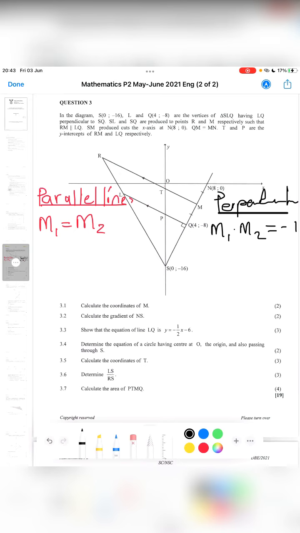So can you see that in this case, the question is talking about us trying to find the coordinates of T. And where is T? There is T, and T is along that line. And we know that line is parallel to that line. What we know about parallel lines is that the gradient of line 1 equals the gradient of line 2. So the question is, do we know the gradient of that line? Do we know it?